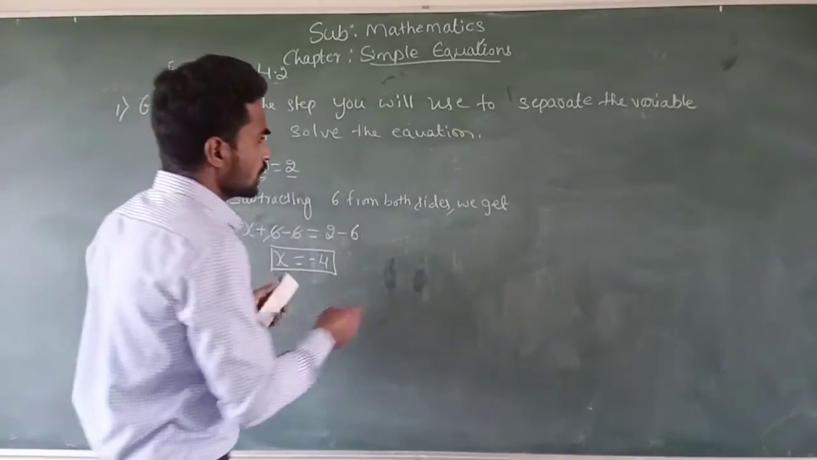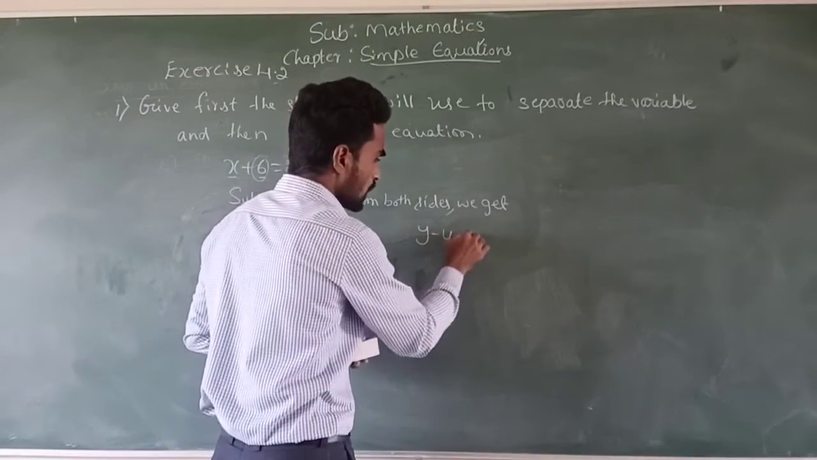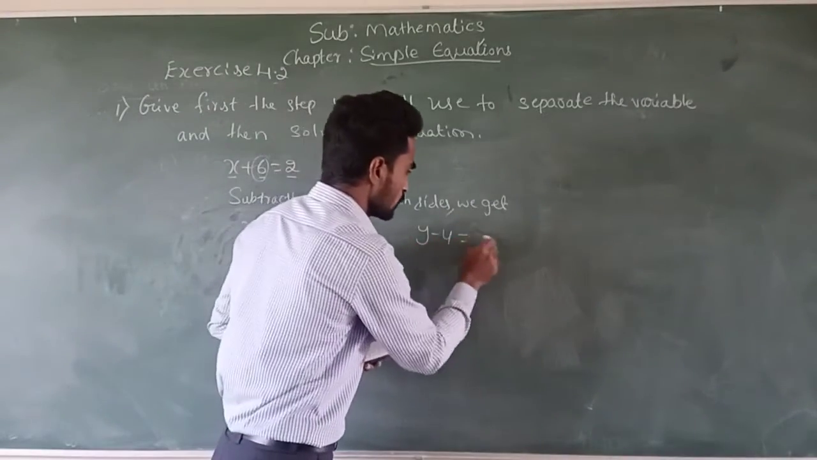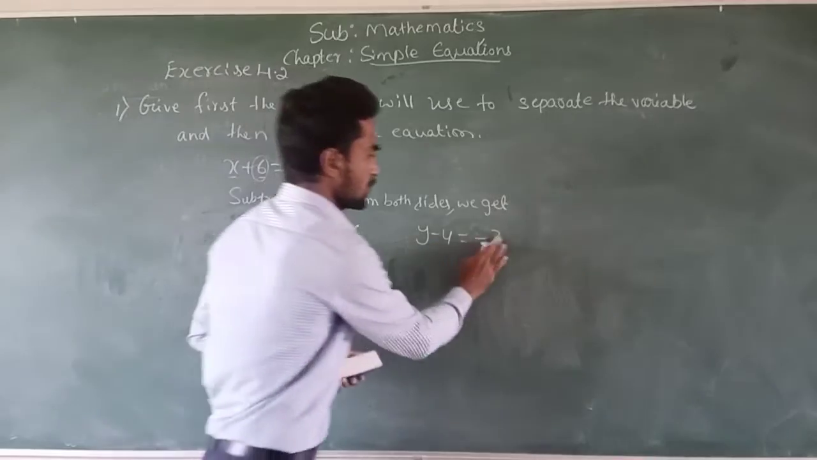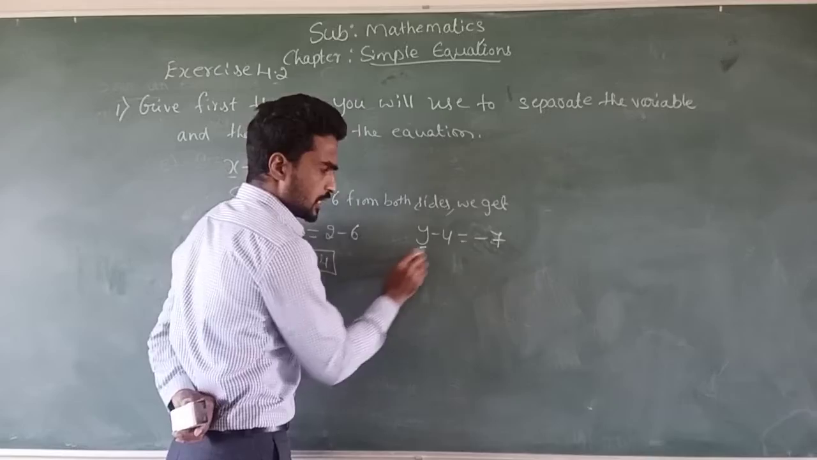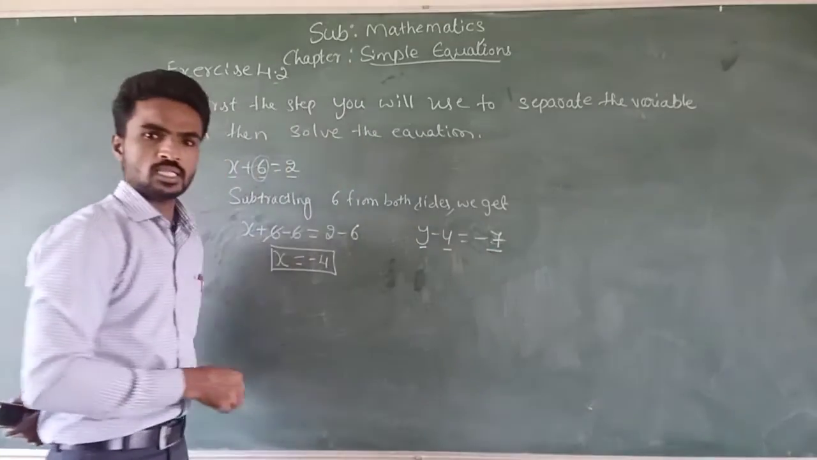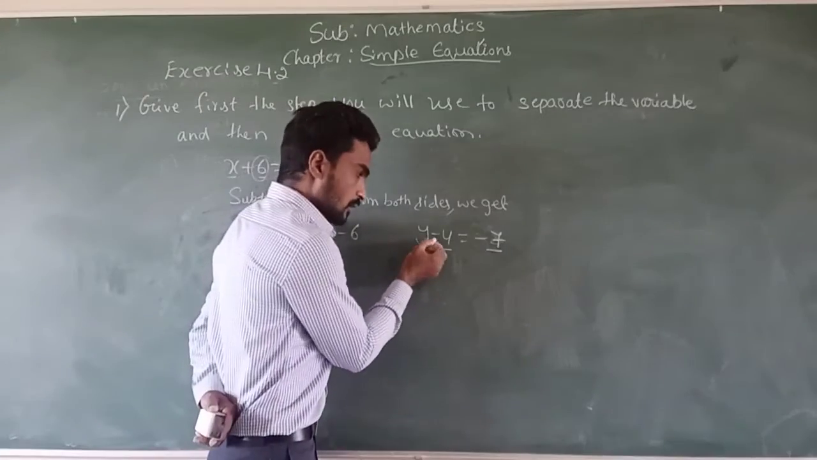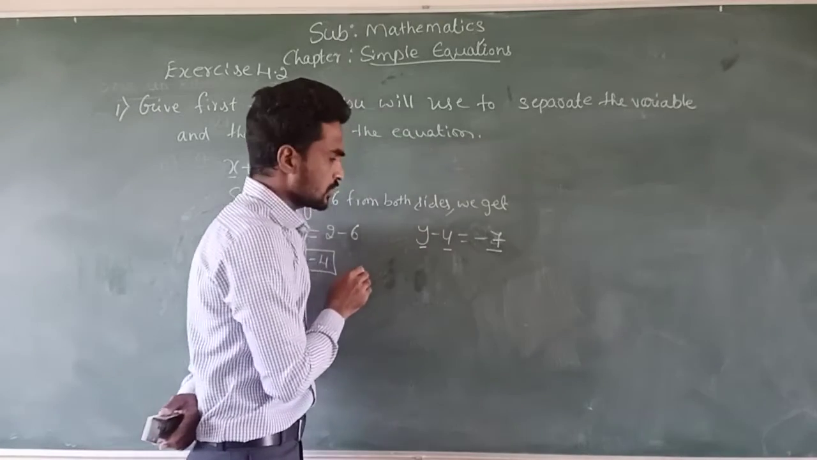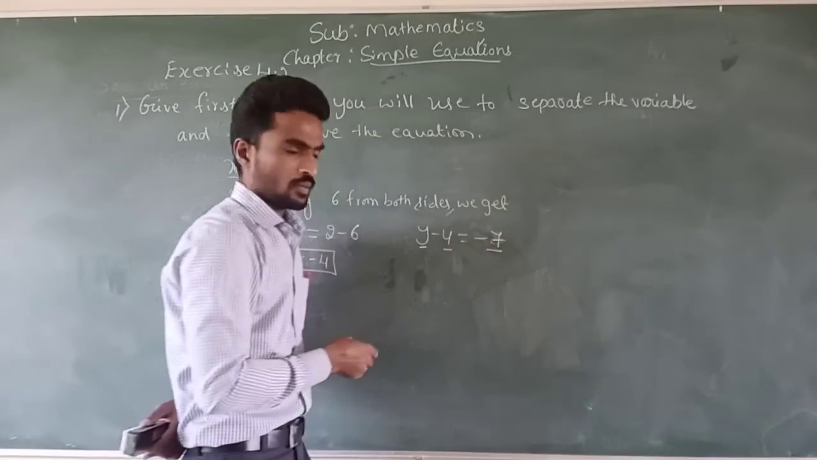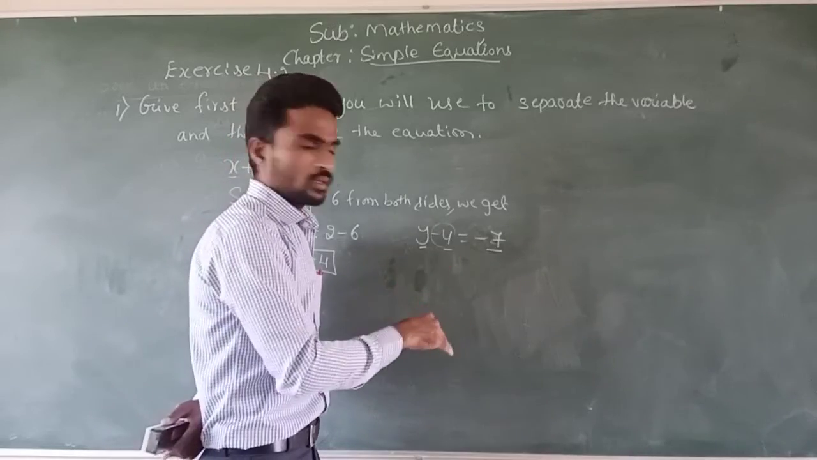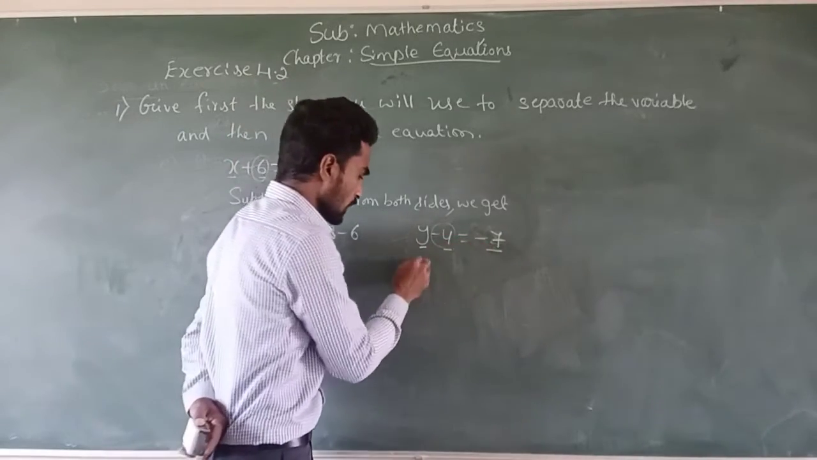Now consider another equation. Y minus 4 is equal to minus 7. Observe, here y is the variable, minus 4 and minus 7 are the constant terms. Here, from variable y, subtracting 4 is there, we get minus 7. For cancelling this minus 4, we can add 4 to both the sides.